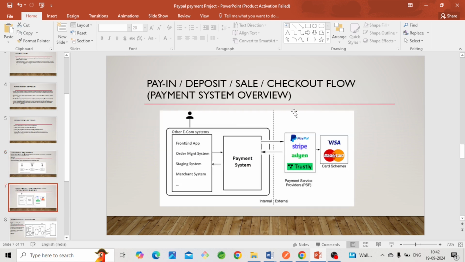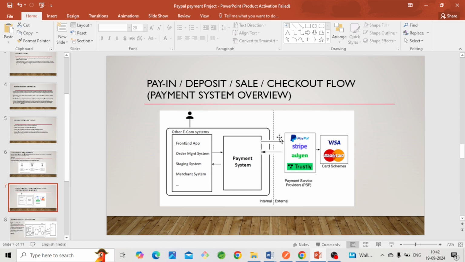Now we will understand the exact flow. So here, as we discussed, the e-commerce client is on a front end app, front end system. When he clicks on a payment button, then the request comes to the payment system. So we are part of the payment system and we are developing the backend system to accept those payments. So when the customer clicks the pay button, the request comes to the payment system. Then the payment system sends the request to PayPal.